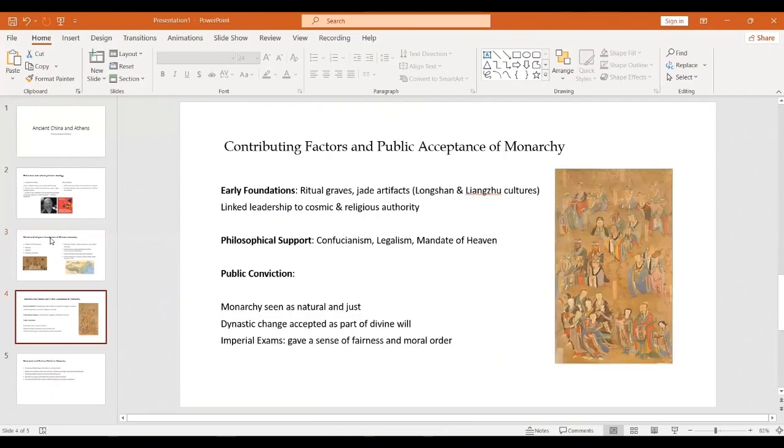For the next slide, we will see contributing factors and public acceptance of monarchy. Monarchy in China was not just accepted by force, it was deeply woven into culture and history. Even in early civilizations like Longshan and Liangzhu, leaders were connected with rituals, jade artifacts, and religious authority. Ideas like Confucianism and Legalism, combined with the Mandate of Heaven, made monarchy feel natural, moral, and sacred. Importantly, the imperial examination system made people believe that leadership was based on merit, not just birth. Even as dynasties changed, people didn't reject monarchy. They saw it as a part of heaven's will.